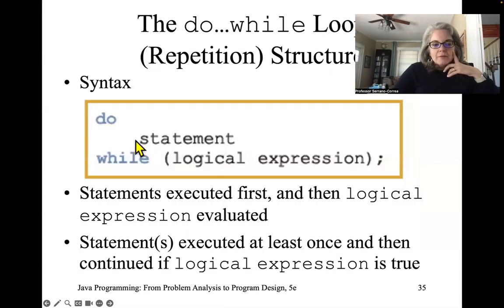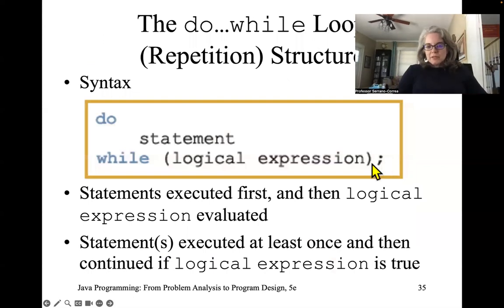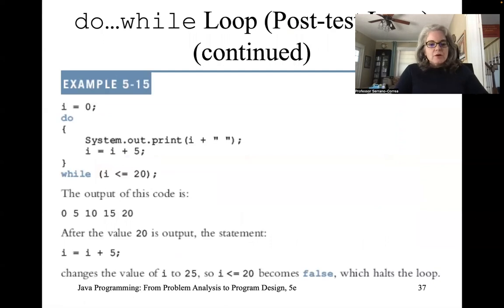If you look back here, do is a reserved word, while is a reserved word. We have open parentheses, close parentheses, and then a semicolon at the end of those parentheses. Really important to have that semicolon there. If it's not there, it gives you an error. It is actually required. So here's an example. We start at 0. I would not use it for this, but they're just showing you how it works. So you'd print the 0, you'd increment to 5, and then you would see is 5 less than or equal to 20.